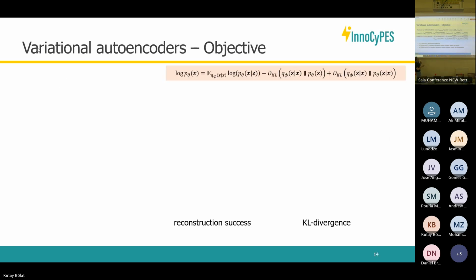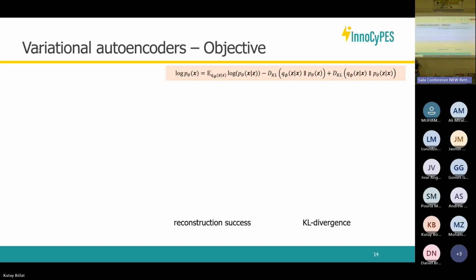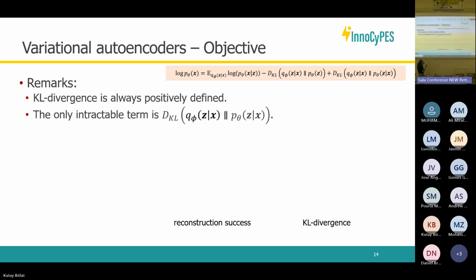So the only part, sorry, maybe I should go back. KL divergence is always non-negative. The only part that we cannot calculate is the last one, right? And we know KL divergence is always positive. So this is always positive, this is always positive.